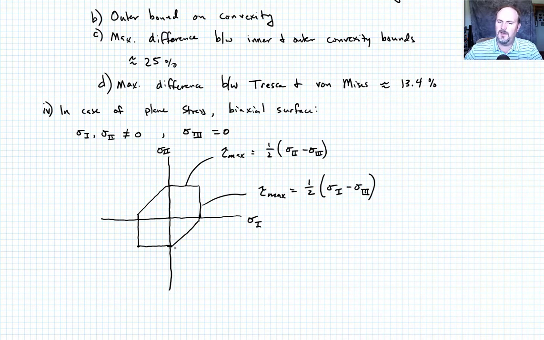Okay, and then this straight line here, now why is it changing? Why doesn't it have this nice square shape? Well, because now sigma 2 is negative and sigma 1 is positive, and so the tau max in this case is going to look like 1/2 times sigma 1 minus sigma 2. Okay?